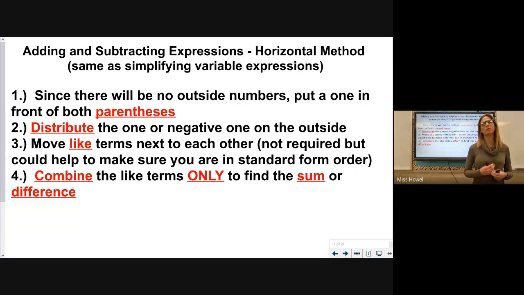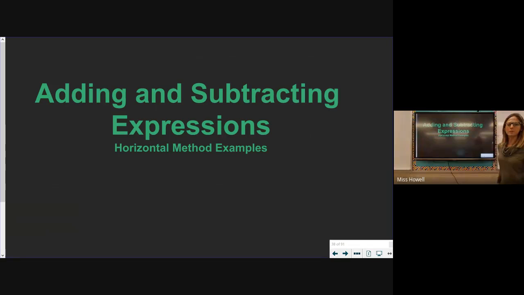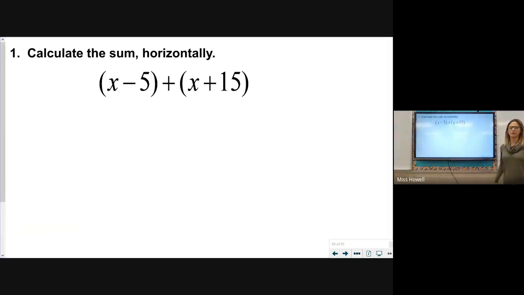Once you distribute and you have individual terms, you want to look for your like terms and add them up or combine them, but in the special order of standard form. So that's why that step 3 might be helpful. It just gets you organized into that. What's my highest degree working down to my constant term? So for example number 1, I'll go ahead and show you that putting them next to each other step. And then from there on out, I'm going to skip it, but you are always allowed to include it.